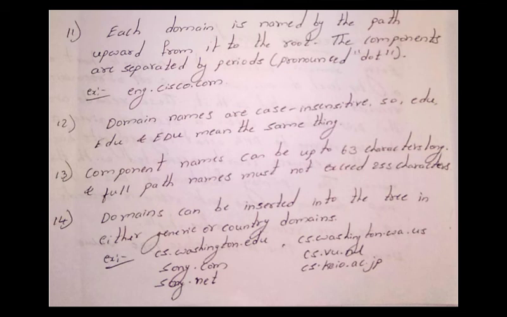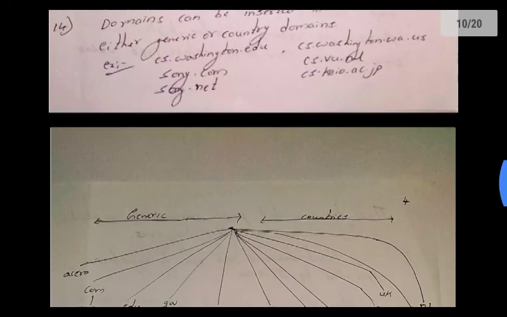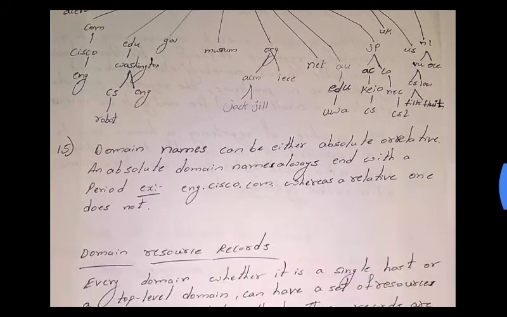Now domain names can be either absolute or relative. An absolute domain name always ends with a period. Say, for example, eng.cisco.com, after that you put the dot. Is it clear? But a relative one does not. Directly you write eng.cisco.com only, and after com you do not put a period, so that is a relative one.